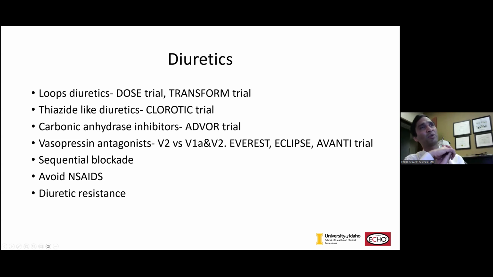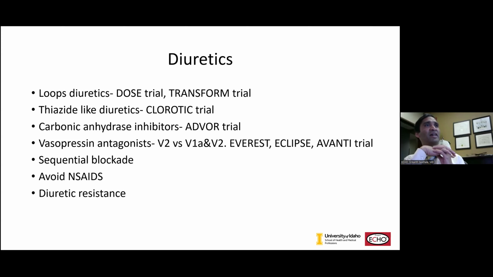And sequential blockade with thiazide diuretics is the CLOROTIC trial that they did. It did decrease the length of stay by 0.25 days or something like that, but it came at the cost of higher electrolyte imbalances. And then carbonic anhydrase inhibitors, the ADVOR trial, is a slightly more positive trial when compared to the thiazide diuretic trial. It also showed that patient symptoms got better quickly.